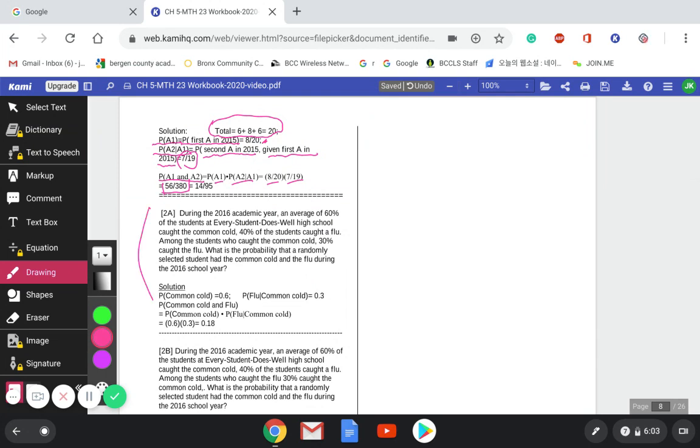Now let's look at another type of question. During the 2016 academic year, an average of 60% of the students at Every Student Study Well High School caught a common cold. So the probability of common cold would be 0.6 or 0.60. And then 40% of the students caught the flu. So the probability of flu would be 0.40 or 0.4.